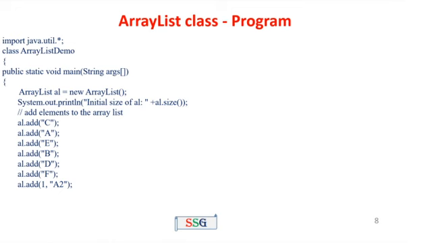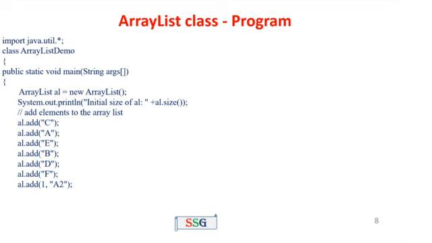Consider an example program. ArrayList is one of the classes in java.util. So that's why I import java.util.*. The next one, class ArrayListDemo, public static void main, String args. First one, ArrayList al. al is the object of the class ArrayList, new ArrayList. Here the data type is not mentioned, that means the user can add any data types.